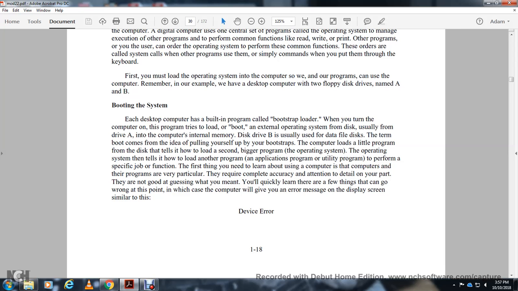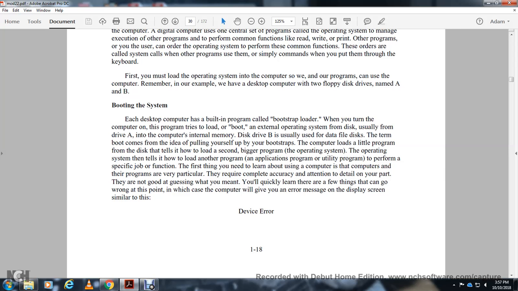It loads from the disk, usually from drive A, but sometimes from disk B or the data disk files. The term boot comes from the idea of pulling yourself up by your bootstrap. The computer loads a little program from the disk that tells it how to load the second, bigger program. The operating system tells the computer how to load another program, the application program or utility program, to perform a specific job function.